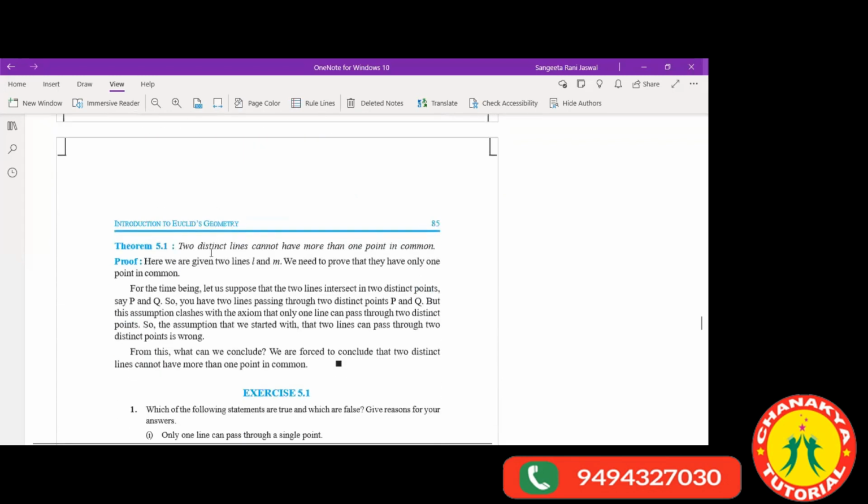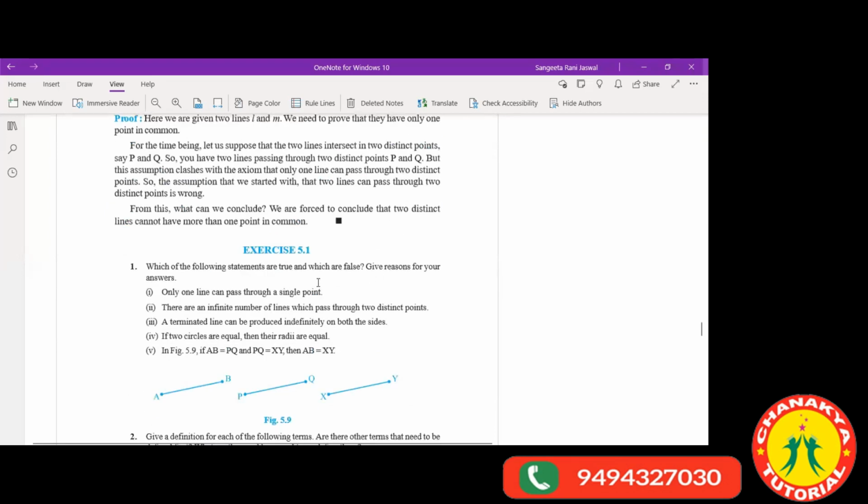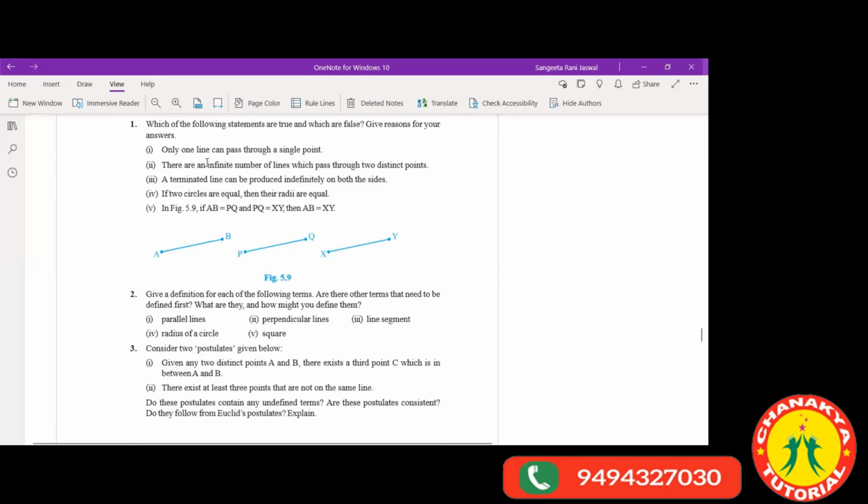Two distinct lines cannot have more than 1 point in common. Okay, so this is the exercise. Let's see what is there in this exercise. Which of the following statements are true and which are false? Give reason for your answer. Only one line can pass through a single point. False. So from a single point, so many lines can pass.